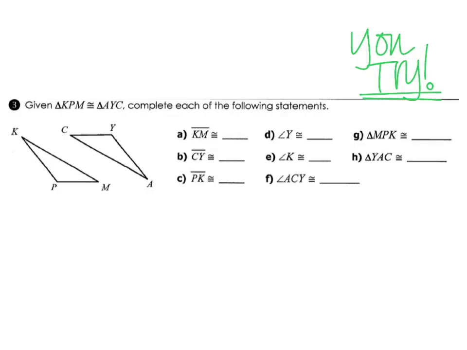All right, so number 3, given the triangle KPM is congruent to triangle AYC, I want you guys to try to complete each of the following statements. Try to match the corresponding parts and figure out valid congruency statements for the triangles. So go ahead and give this a try. When you come back, I'll have the answer written on your screen and we'll go through it together. So go ahead and pause your video now and give this one a try.